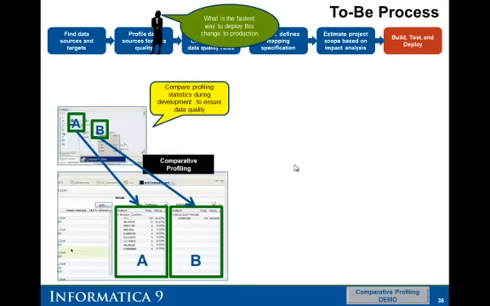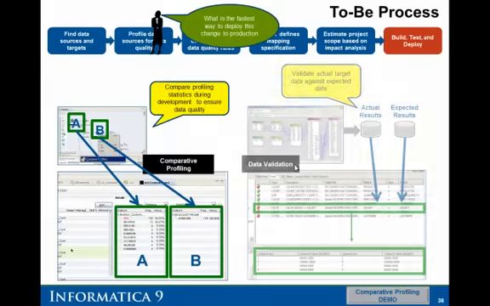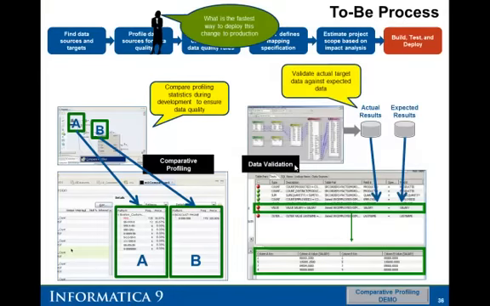Essentially, they select two points within the mapping logic and run what's called comparative profiling, all directly within the developer tool. This can compare values, compare patterns, and compare statistics of the data. And then you can test your data integration implementation by using the data validation option to compare the actual results with the expected results.